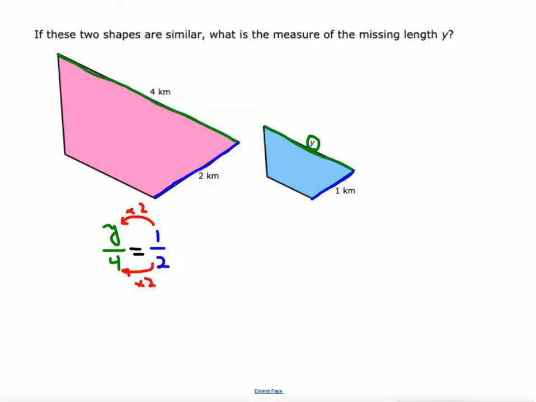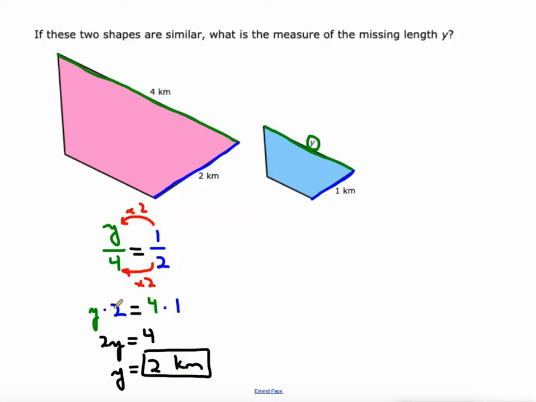I'm going to look at it a slightly different way today. I'm going to look at it like this with cross products. That's the way I did it on the last one, was with scale factors, but I'll do it with cross products today. Y times 2, that's one cross product, is equivalent to 4 times 1. That's the other cross product right here, 4 times 1. So cross products are always equivalent in a proportion like this. So we could say that 2y equals 4, and then when you divide both sides of this equation by 2, you get 2, or 2 kilometers. So we're going to use cross products today, a little bit different than the last video.